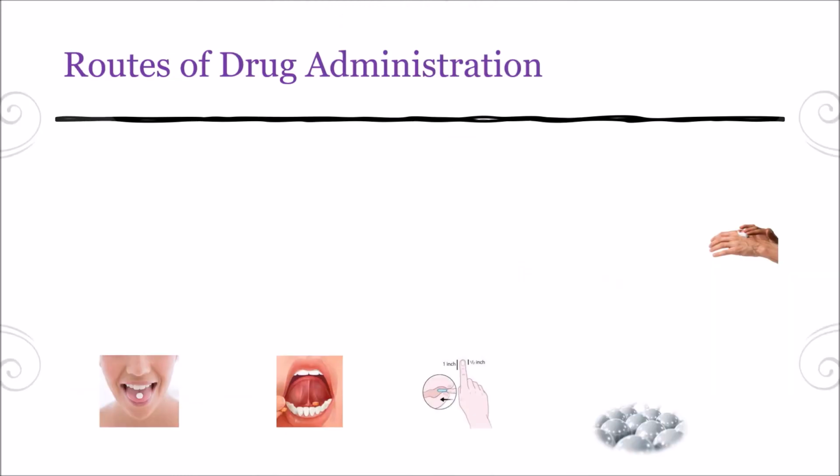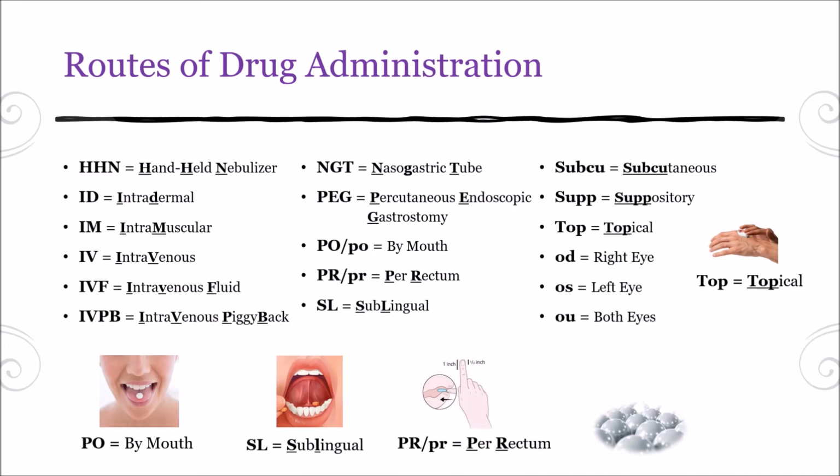Routes of drug administration. We have HHN, handheld nebulizer, ID, intradermal, IM, intramuscular, IV, intravenous, IVF, intravenous fluid, IVPB, intravenous piggyback, NGT, nasogastric tube, PEG, percutaneous endoscopic gastrostomy, PO, by mouth, ER, per rectum, SL, sublingual, sub-Q, subcutaneous, suppository, topical, OD, right eye, OS, left eye, OU, both eyes.